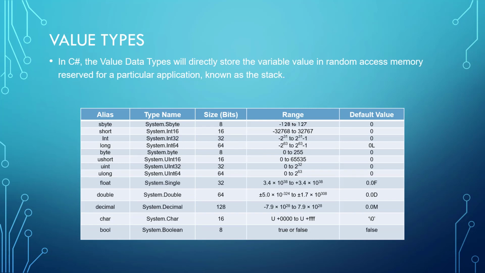So let's start with value types. In C#, the value data types will directly store the variable value in random access memory reserved for a particular application known as the stack. So every application has its own memory space that's been allocated to it. And part of that memory space is known as the stack. And so the stack holds values associated with the data values themselves.